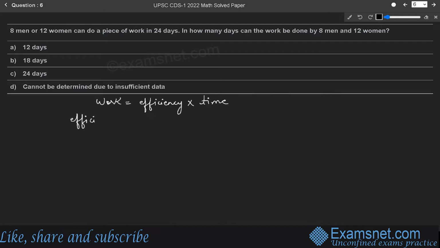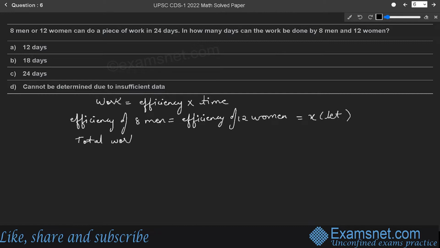Now since 8 men and 12 women can do the piece of work in 24 days, it means that the efficiency of 8 men is equal to the efficiency of 12 women, as both complete the work in 24 days. So let the efficiency of 8 men and the efficiency of 12 women be X. We are assuming that it is X. Now total work will be efficiency into time. So X into 24, which will be equal to 24X units. Let this be equation number 1.